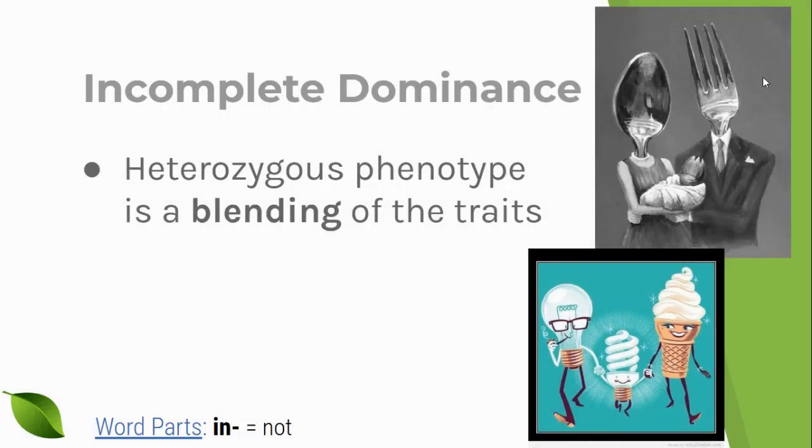So for instance, like a spoon has a baby with a fork. If the baby's heterozygous, it would be a blending of the 2, which is why it would be a spork.